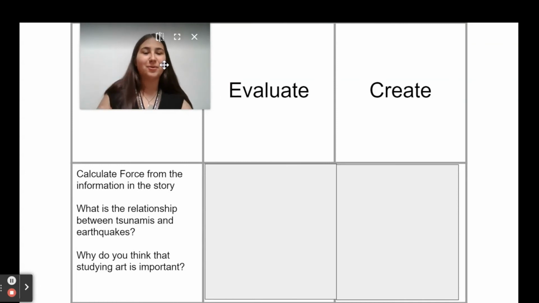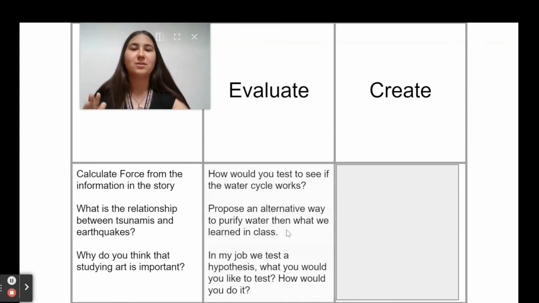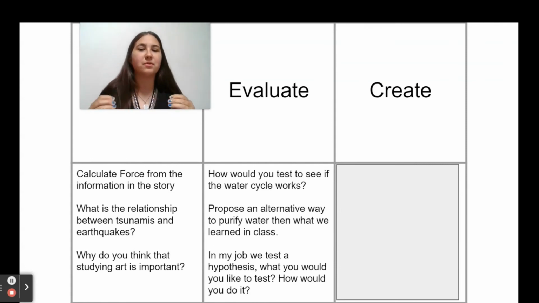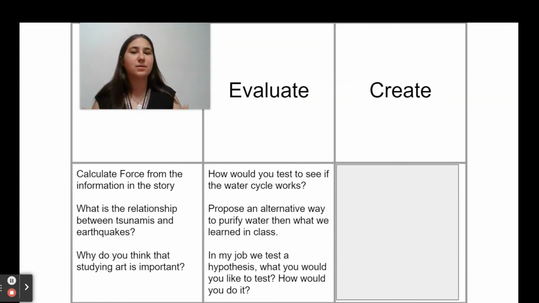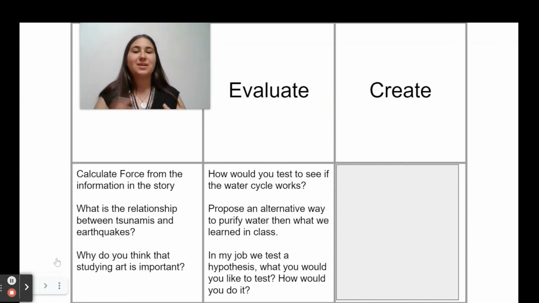Next one, evaluate. We're almost at the very top. So that's changing it, bringing it in. So how could you test to see if the water cycle works? Could you propose an alternative way to purify water than what we learned about in class? In my job, we test a hypothesis. What would you like to test? How would you do it?